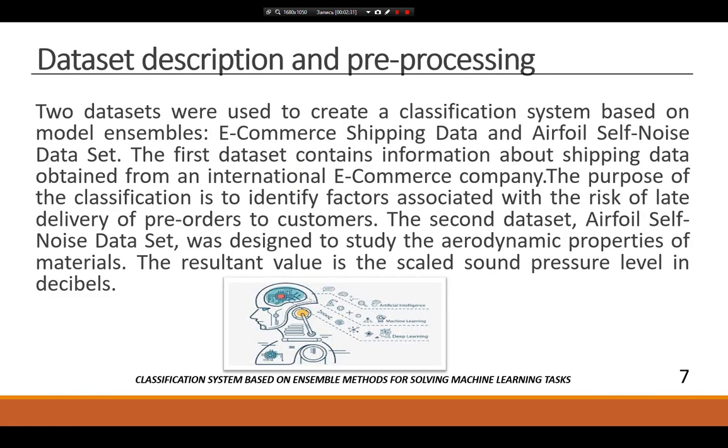Dataset description and preprocessing. Two datasets were used to create a classification system based on model ensembles: e-commerce shipping data and the airfoil self-noise dataset. The first dataset contains information about shipping data obtained from an international e-commerce company, and the purpose of classification is to identify factors associated with the risk of late delivery of pre-orders to customers. The second dataset, the airfoil self-noise dataset, was designed to study aerodynamic properties of materials, and the resultant value is the scaled sound pressure level in decibels.